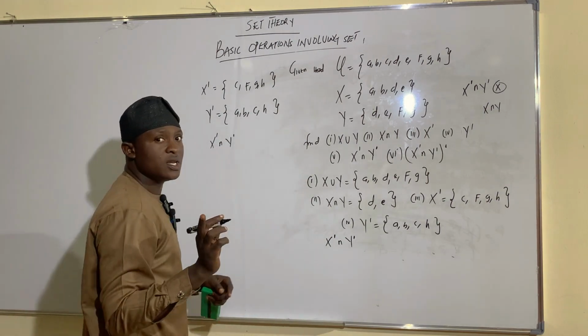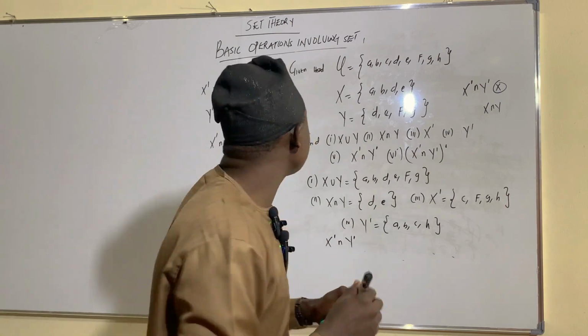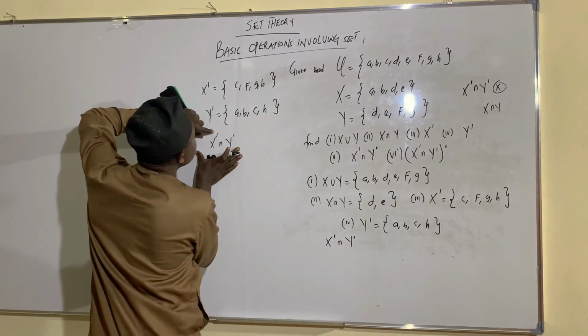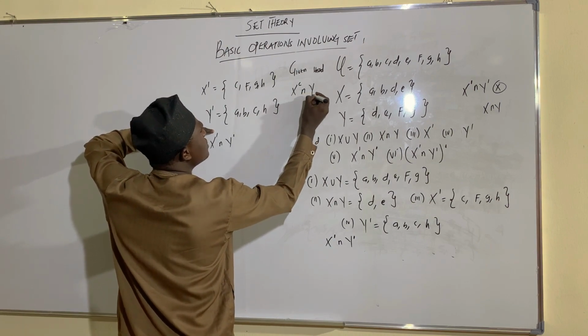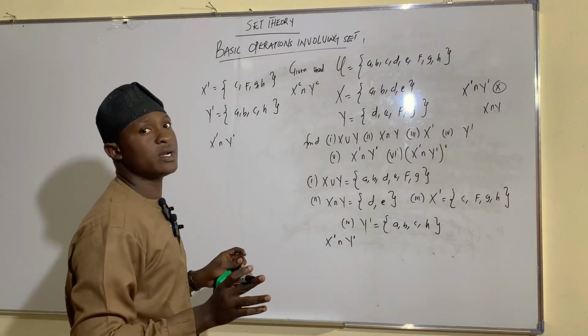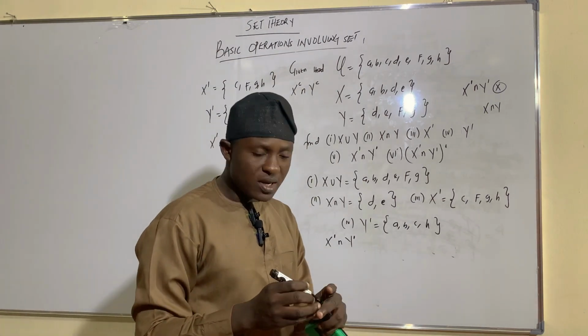Please don't be confused. In some materials, instead of writing this in this way, they can write it as X complement intersection Y complement. You don't need to worry about that. It's still the same thing. Either they use prime or they use C. The two are still the same.